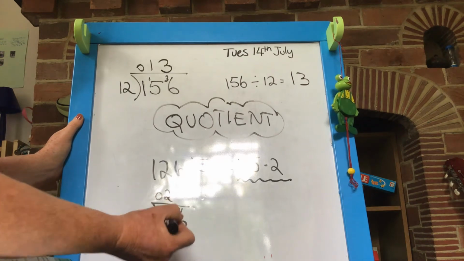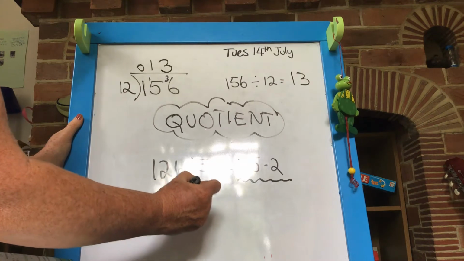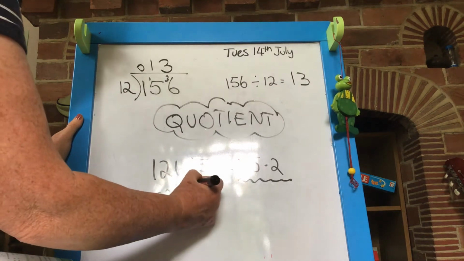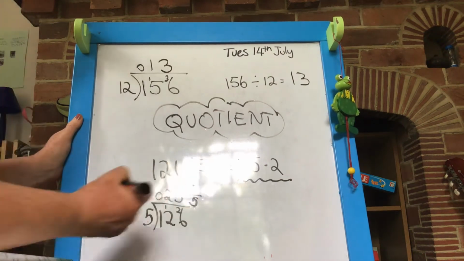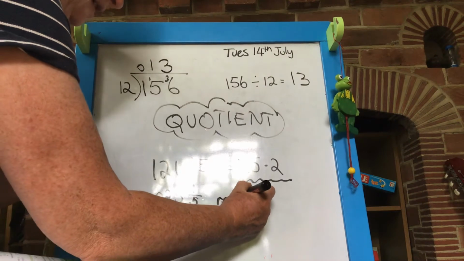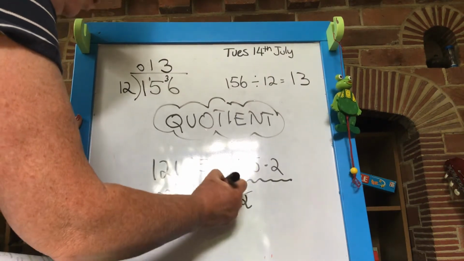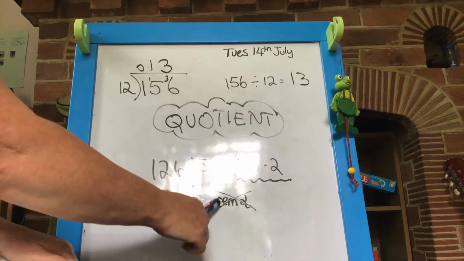Does 5 go into 26? Yes, it does. It goes in 5 times with 1 remainder. So we've got 1 remainder left. We are dividing by 5, so it's 1/5. Or we could have said remainder 2. But I don't want you to do that anymore. I do not want you to do that. I don't want you to write remainder.